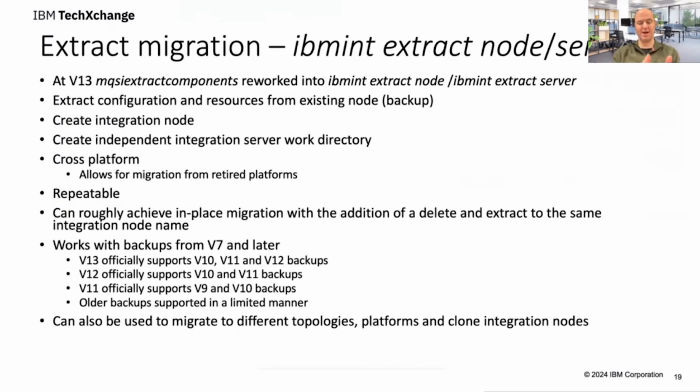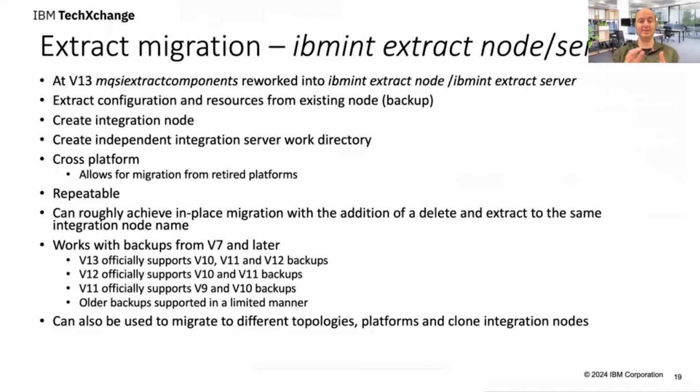That was first when it came out in version 11 and version 12, for a command called mqsiextractcomponents. Those have now been reworked into new commands under IBM Int called ibmint extract node and ibmint extract server. But they do the same functionality as the extract components command did. What that means is basically you take a backup, you use mqsibackupbroker, you back up your existing node, you bring that to the new machine or on the same machine, you run that backup through this extract tooling, and that creates you an integration node based on your original integration node, or an integration independent server work directory, which you can then build into container applications.